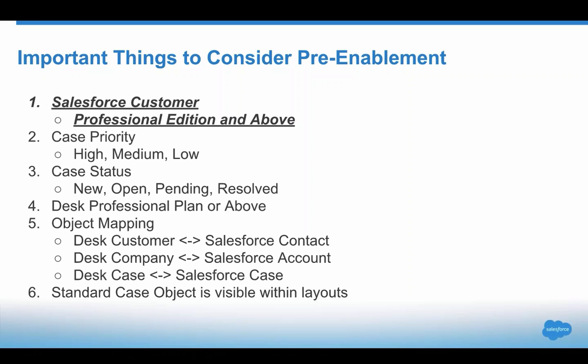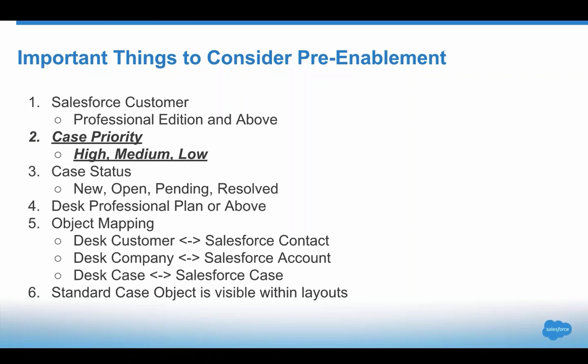So let's talk about a few things that are needed to enable this amazing feature. So the first thing that's needed is that you need to be a Salesforce customer and have a Salesforce Professional Edition or above. Next, in Salesforce, we want to make sure that the case priority picklist values have been added, and that's high, medium, and low. And we will review this during the actual walkthrough portion of the webinar.